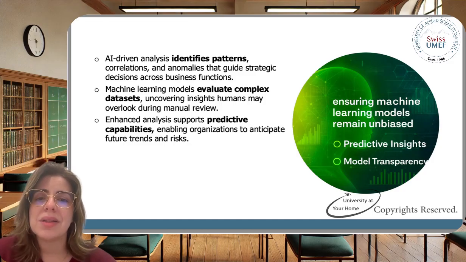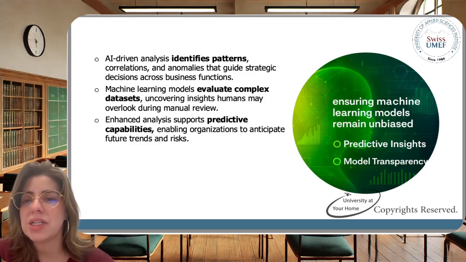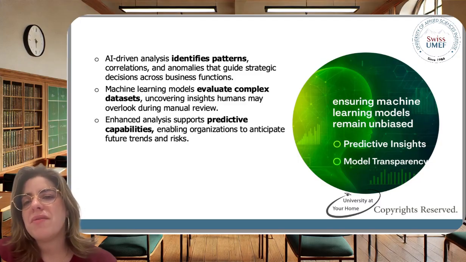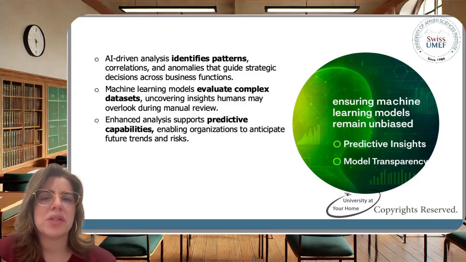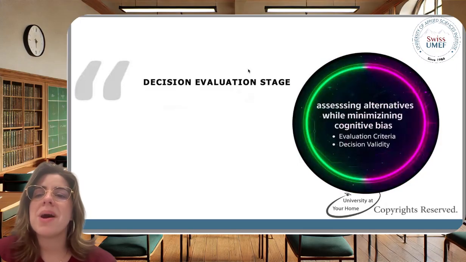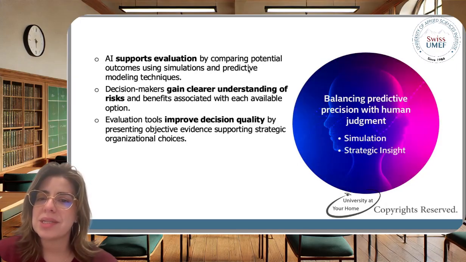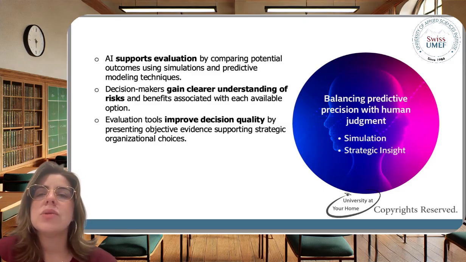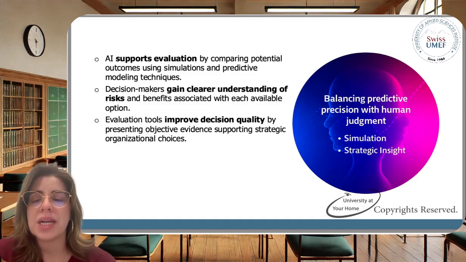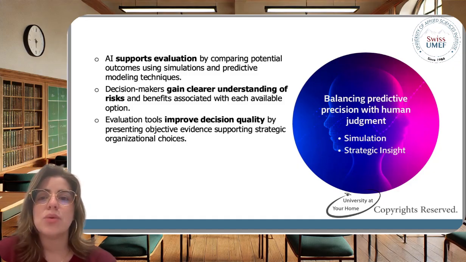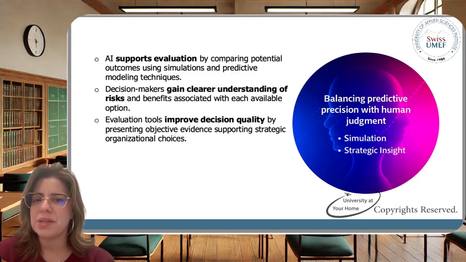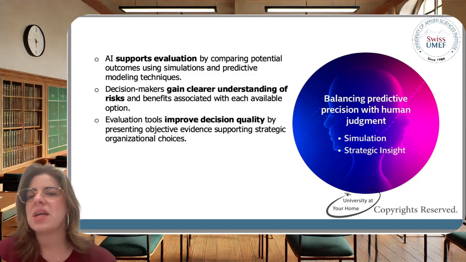Let's look at the decision evaluation stage and how AI can support this. Once we have the analysis, we reach the decision evaluation stage. We have options. Now we must choose. AI supports this evaluation by comparing potential outcomes. It uses simulations and predictive modeling techniques to show us if you choose option A, for example, this happens. If you choose option B, that happens.